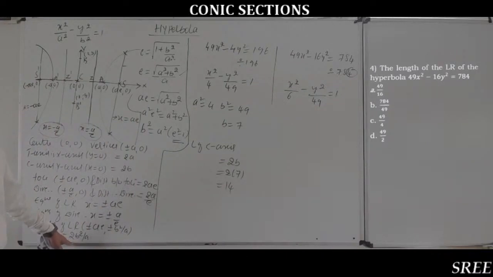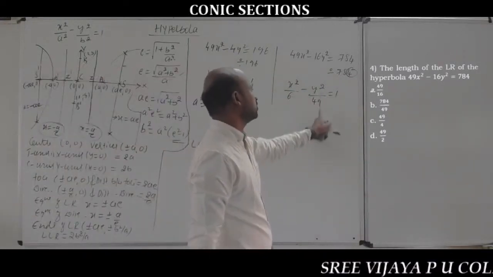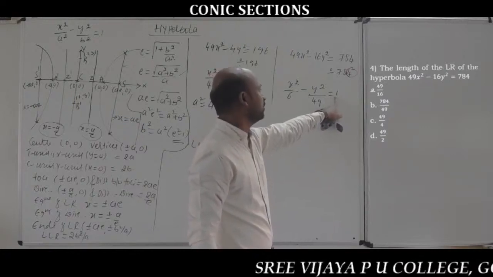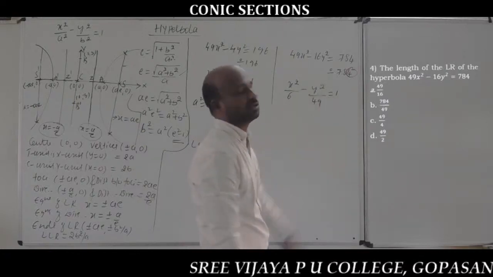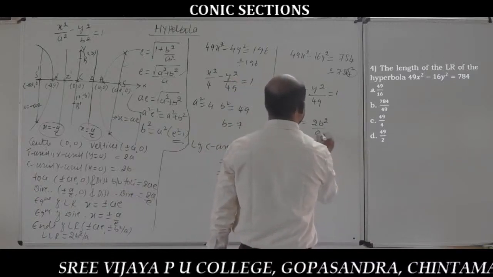Standard form of the equation of the hyperbola: x square by a square minus y square by b square is equal to 1. Length of the latus rectum is equal to 2 times b square by a.